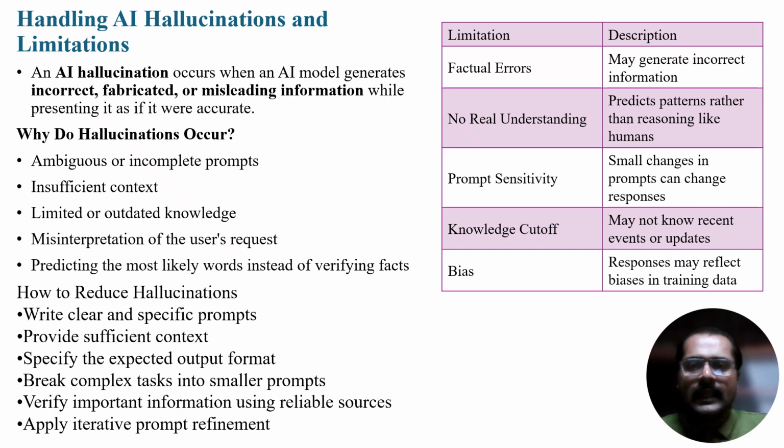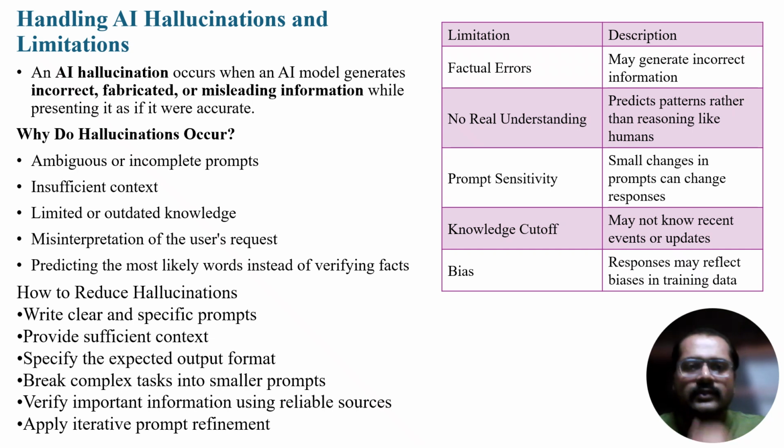So what is AI hallucination and limitation? It occurs when an AI model generates incorrect, fabricated, misleading information while presenting it as if it were accurate. Why do hallucinations occur? Ambiguous or incomplete prompts. Unstructured prompts give AI hallucinations. Insufficient context, limited or outdated knowledge, misinterpretation of the user request, predicting the most likely words instead of verifying facts.